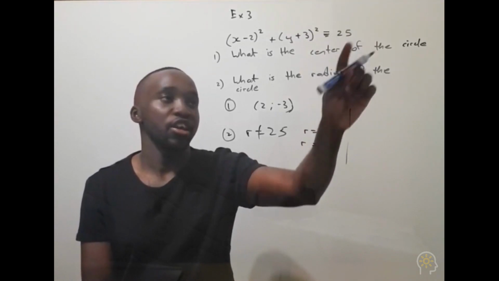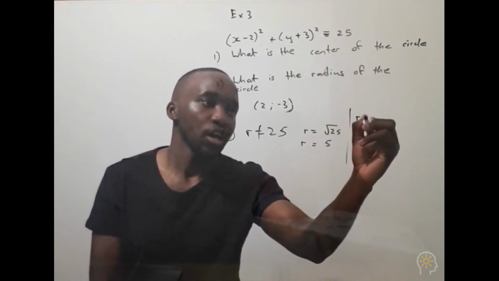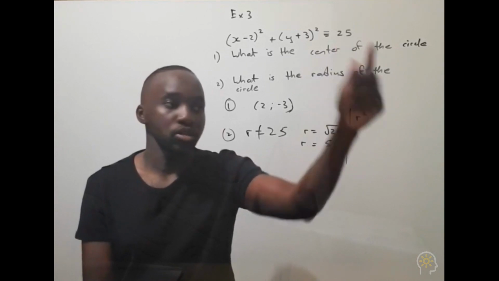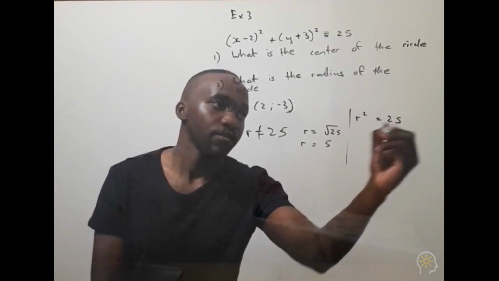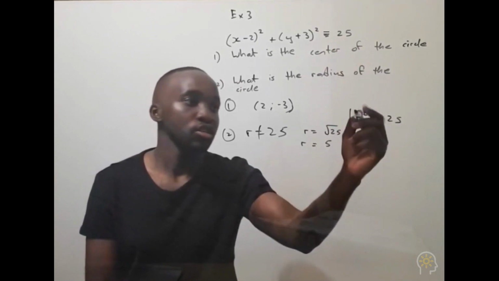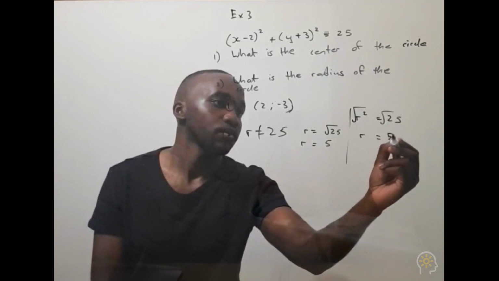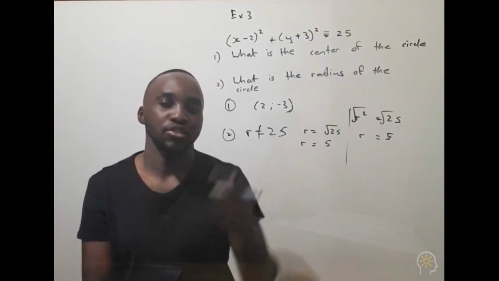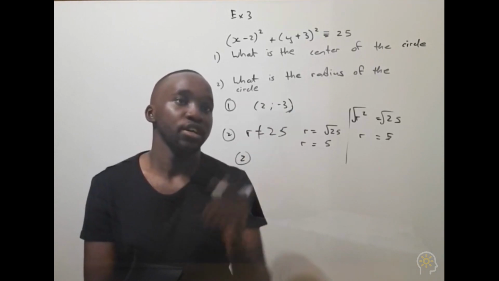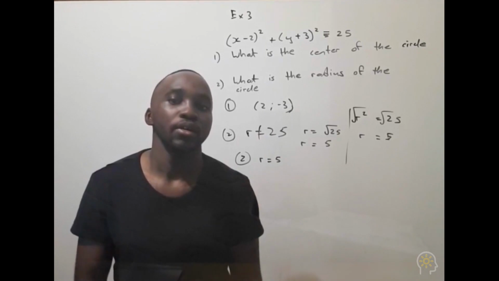The reason why you want to get the square root of this value is, if you look at what goes in this position in our standard form, we know that what goes in this position is r squared. So in the place where r squared goes, we have the value 25. If we want to work out what r is, we square root both sides. That's how I say it here. r is just going to be the square root of 25. So for our second question, what is the radius of our circle? The radius of our circle is just going to be 5.